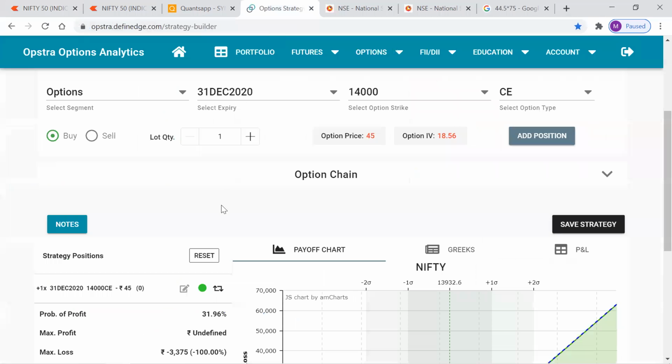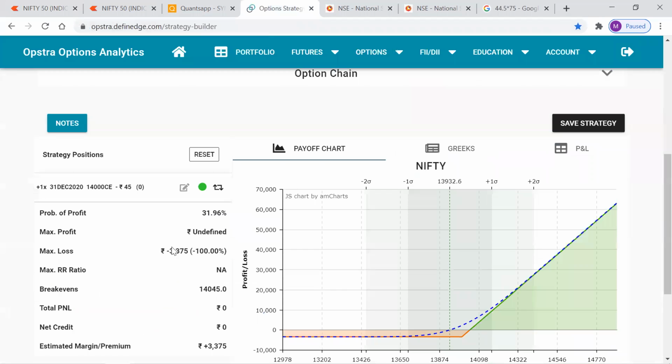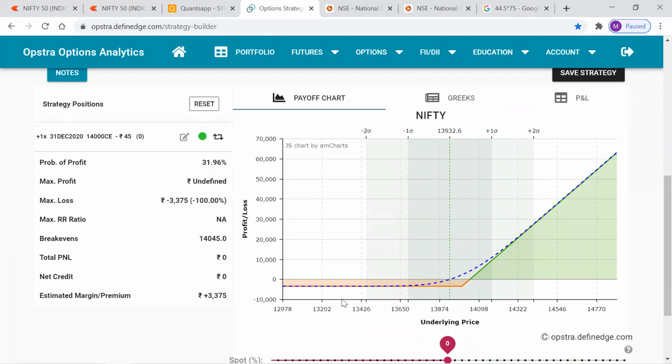Just go to Opstra. Now see, after paying 3,337.50 rupees, if your view goes right, look at your profits. If your view goes wrong, you'll be losing only the 3,375 rupees that you have paid. You'll be losing only the amount which you have paid. But if your view goes right, then look at the profit. Profits are unlimited here.